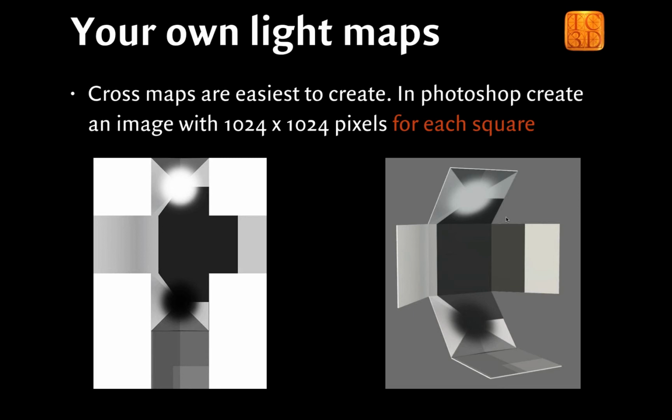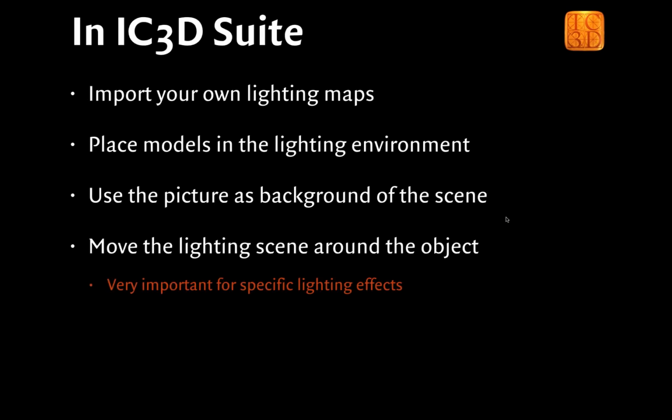And in that case, it will be yellow light that is thrown over the object that you have in iC3D Suite. So that works exactly the way you would think that works. So how can you use that theoretical information inside of iC3D Suite?